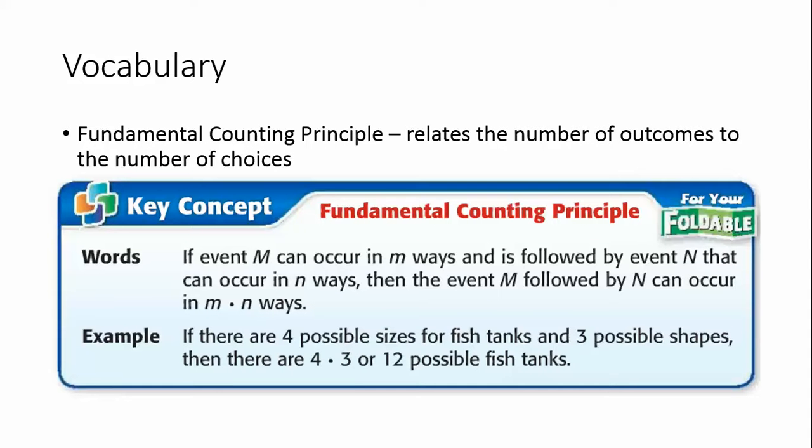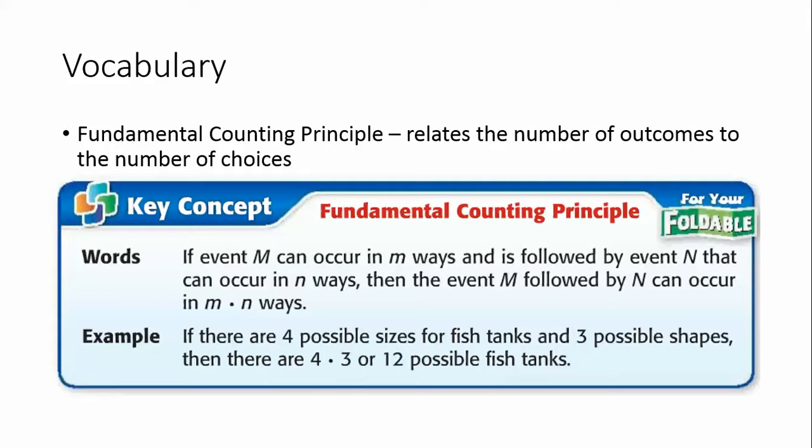Now I want to talk about the fundamental counting principle, and this basically relates the number of outcomes to the number of choices. And you do need to write all of this down. This concept here in the middle in this blue comes directly from the textbook. What this says is if you have an event that can occur so many ways, followed by another event that can occur so many ways, then the 2 events, m followed by n, can occur in the number of ways found by multiplying the first event by the second event.